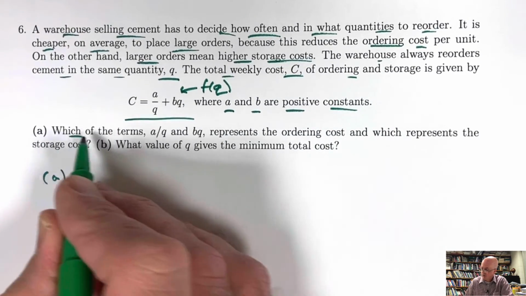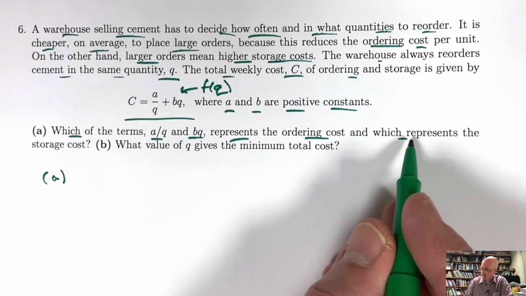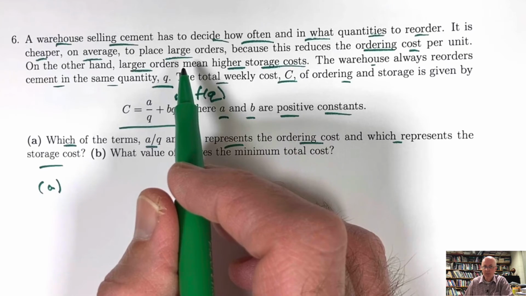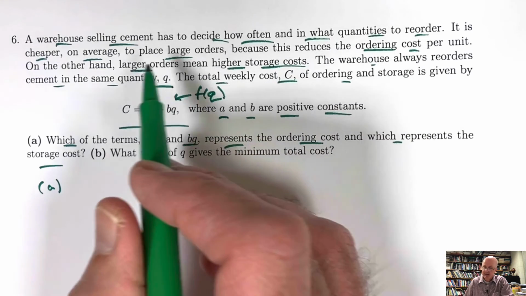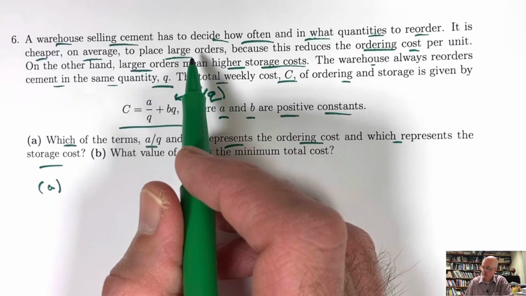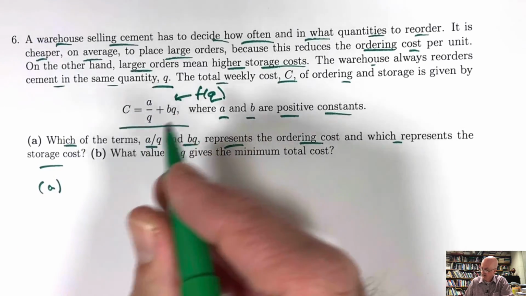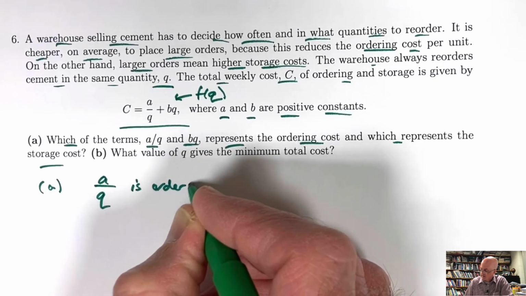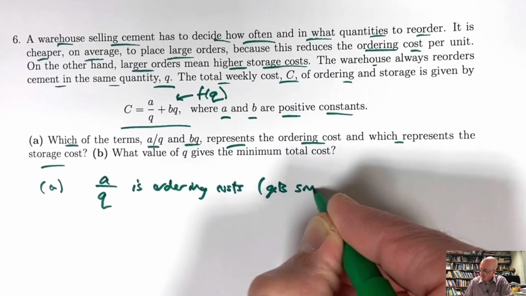Part A: which of the terms A over Q and B times Q in this sum represents the ordering cost and which represents the storage cost? All right, think about the description. The ordering cost per unit is minimized, or made smaller at least, when the order is large, when Q is large. Which of these quantities gets smaller as Q gets larger? It's the fraction A over Q, where Q is in the bottom. That must be the ordering cost, because it gets smaller as Q gets bigger.